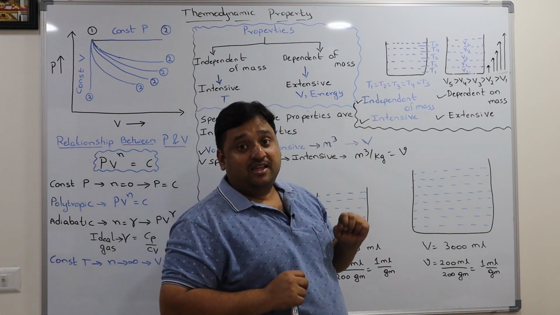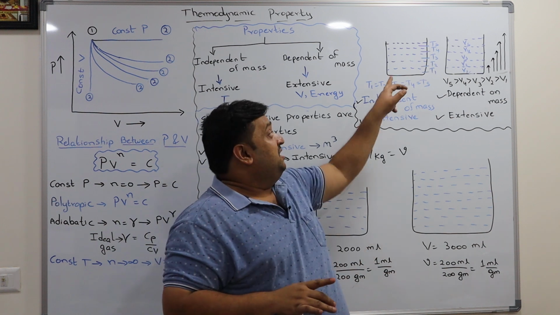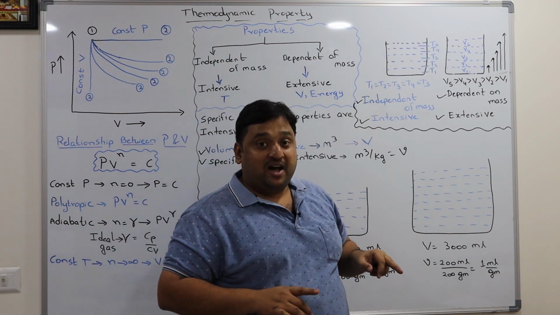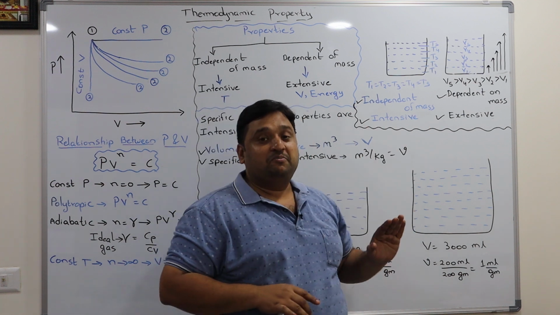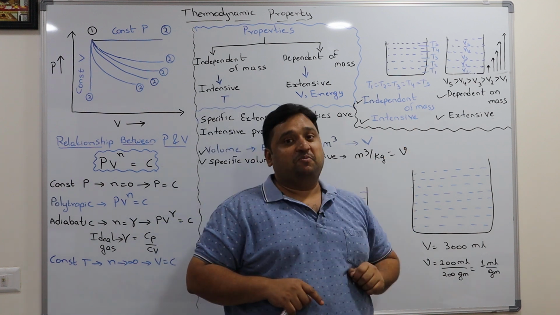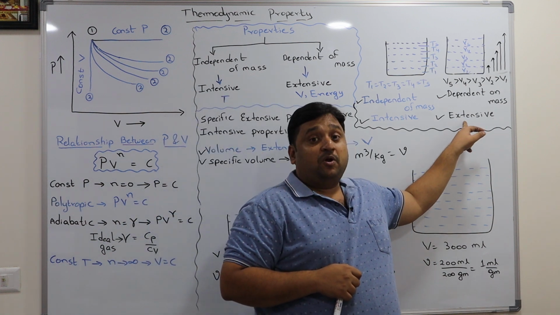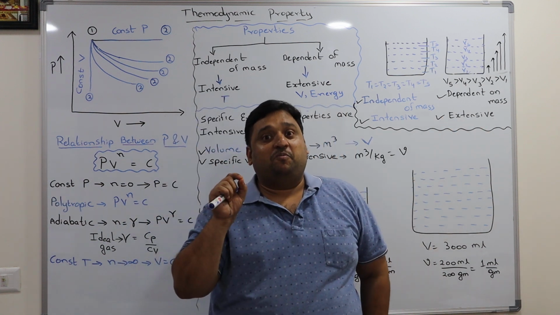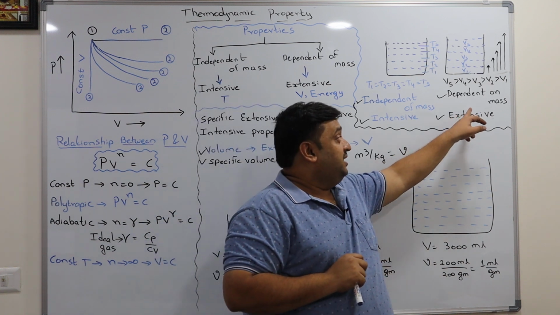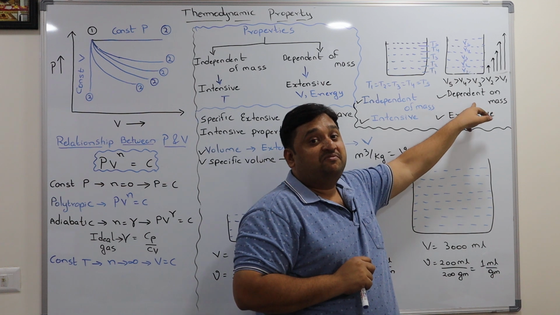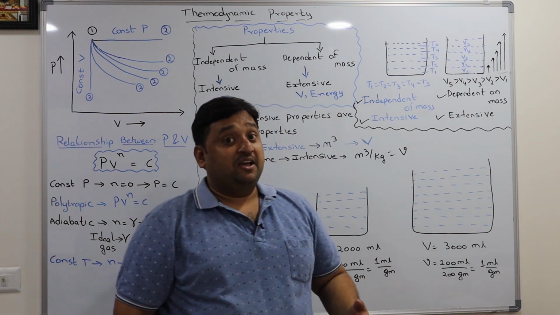But temperature does not depend on the amount of material. No matter how much the mass is, the temperature is the same. So this is a perfect example of an intensive property. The third one is that an extensive property can become an intensive property at one condition. That means the one which is dependent on mass will become independent of mass. Let us see a very good example.